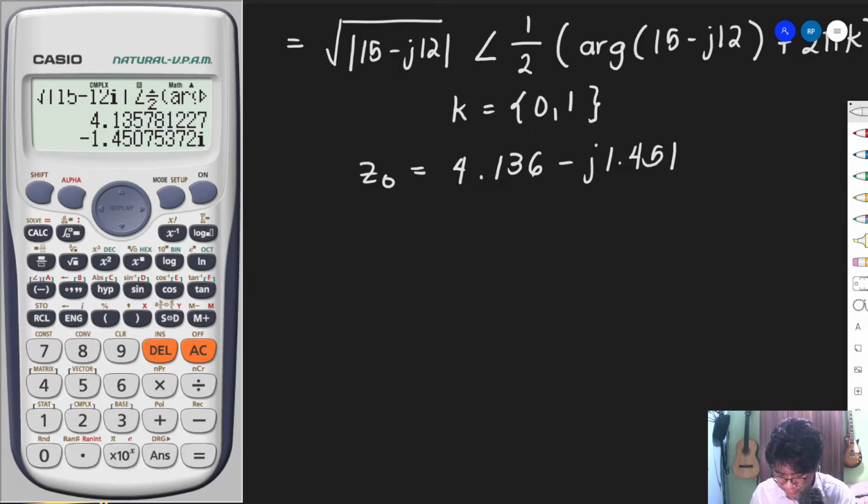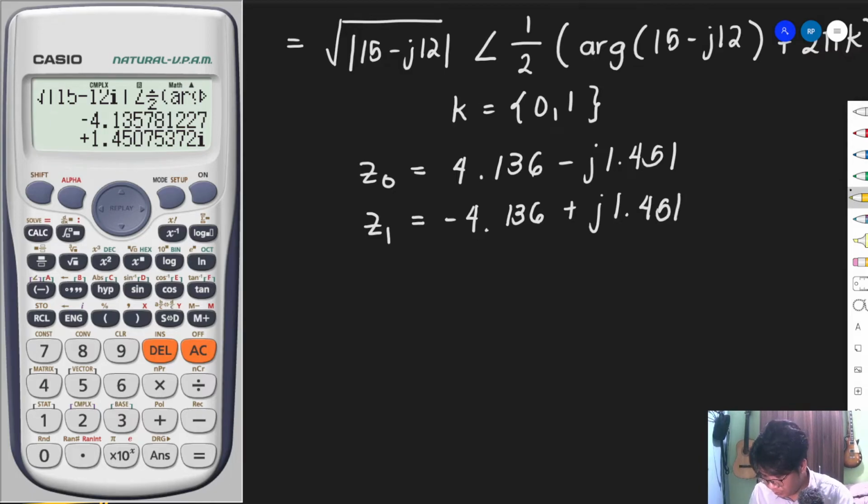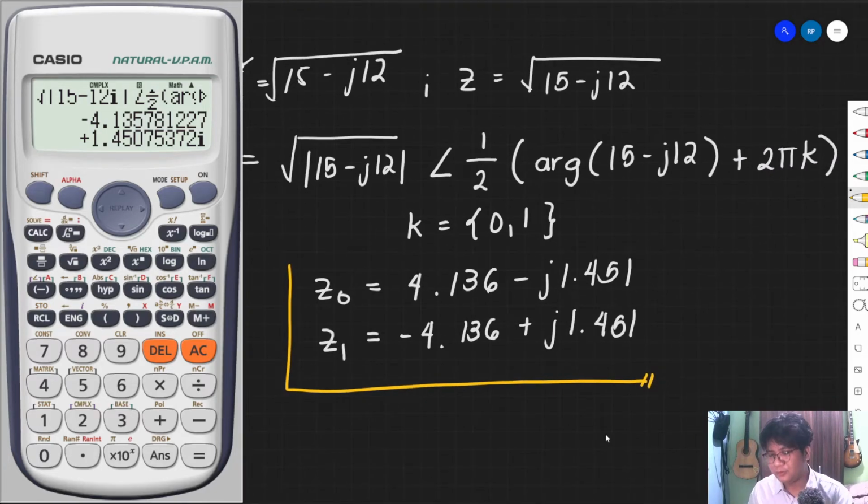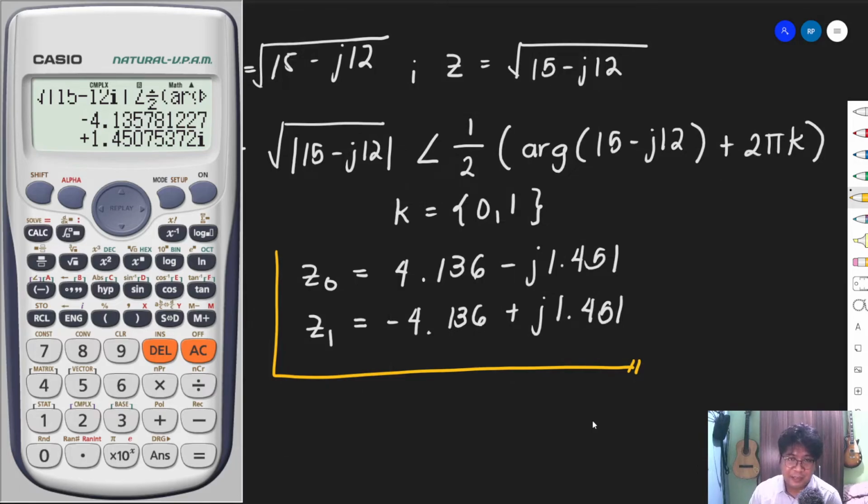Then, compute natin yung z sub 1. So, calc 1. Ayan. So, we have here z sub 1 is equal to negative 4 point. Actually, it's the same, no? Nagkabaligtad lang yung sign. So, j1.451. Ayan. So, this is our answer. Yan yun. So, ito yung values ng z, no? So, kapag ganyan, no, pagka roots, kailangan nyo ipakita lahat. Ano ba yung lahat ng roots ng z mo?